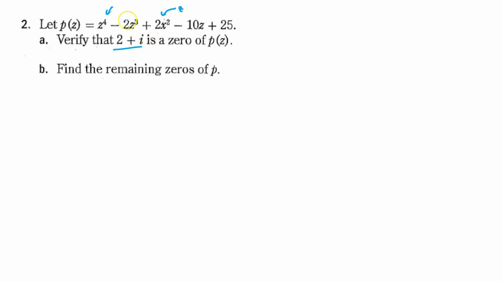So we're going to try 2 plus i and see if it's a 0. I'm going to use this whole slide to do that. On the next one, I'll do part B. So z to the fourth, so that would be (2 plus i) to the fourth power, minus 2z cubed, 2 times (2 plus i) to the third power, plus 2 times (2 plus i) squared, minus 10 times (2 plus i), plus 25.